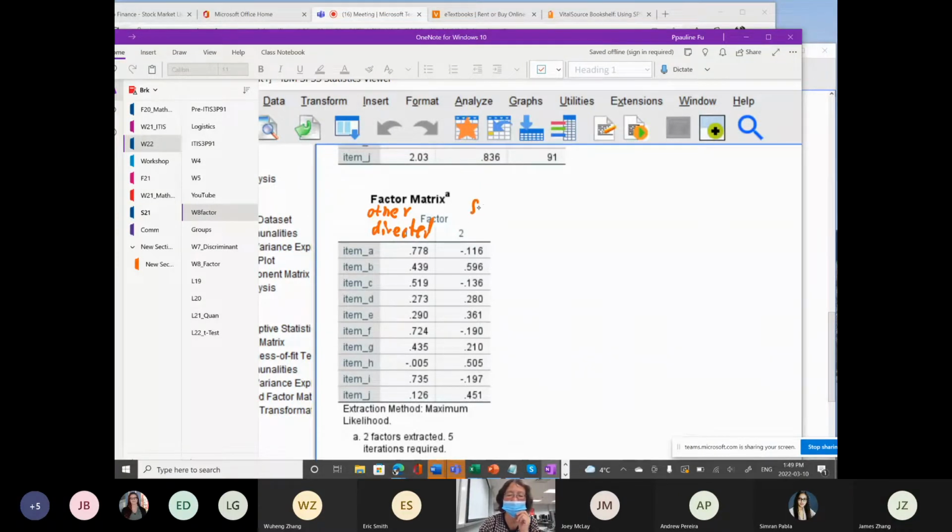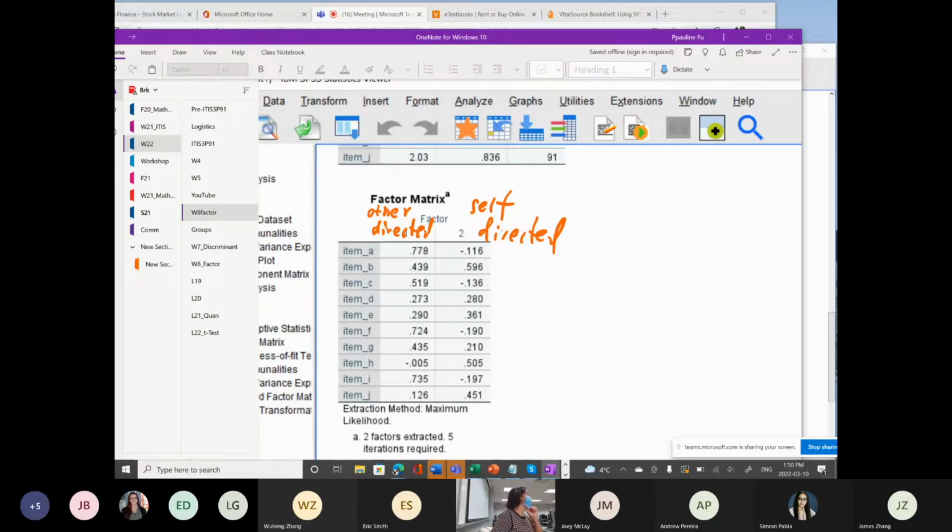And 2 represents self-directed. Without looking at the original table, based on these two values, 0.778 and negative 0.116, how do you know whether item A belongs to factor 1 or factor 2? You assign item A to the group with the bigger number. Do you agree the absolute value of 0.778 is greater than 0.116? If so, item A belongs to factor 1. Factor 1 represents other directed.